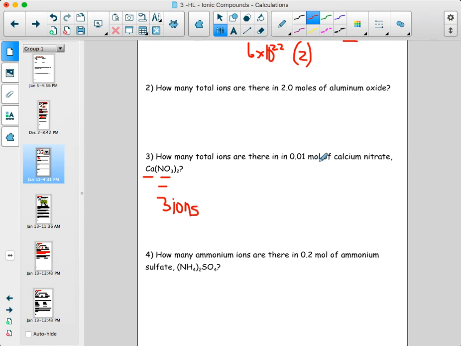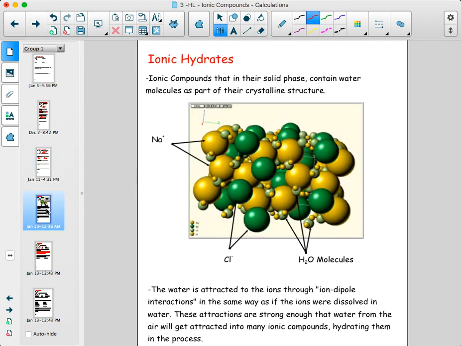So the first step would be to take the 0.01 moles and multiply it by Avogadro's number, and we would get 6 times 10 to the 21, because 0.01 is the same as 10 to the minus 2. And then we would multiply this times 3, because there are 3 ions per formula unit. So it's all stuff that we've done before. Now we're just applying a couple of new terms, a couple of new strategies, because now we're talking about ionic compounds, and so that changes our vocab a little bit.